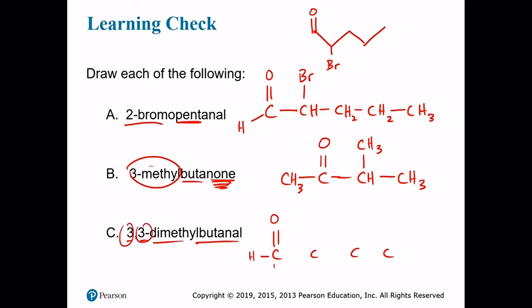So if this is 1, this is 2, this is 3. So this is going to have 2 methyl groups on it. And just to give it room, I can place one pointing up and one pointing down. And then that's it. I can just finish everything else by bonding that carbonyl group. This would require 2 hydrogens, this would require no more hydrogens, and this would require 3 hydrogens. And so this is the structure for 3,3-dimethylbutanol.